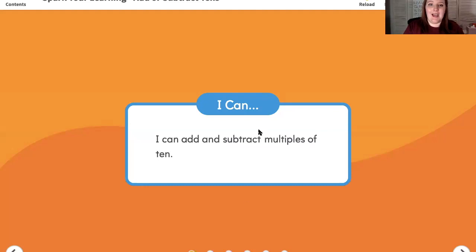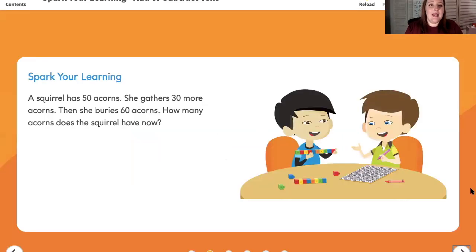Today I can add and subtract multiples of 10. A squirrel has 50 acorns. She gathers 30 more acorns. Then she buries 60 acorns. How many acorns does the squirrel have now?